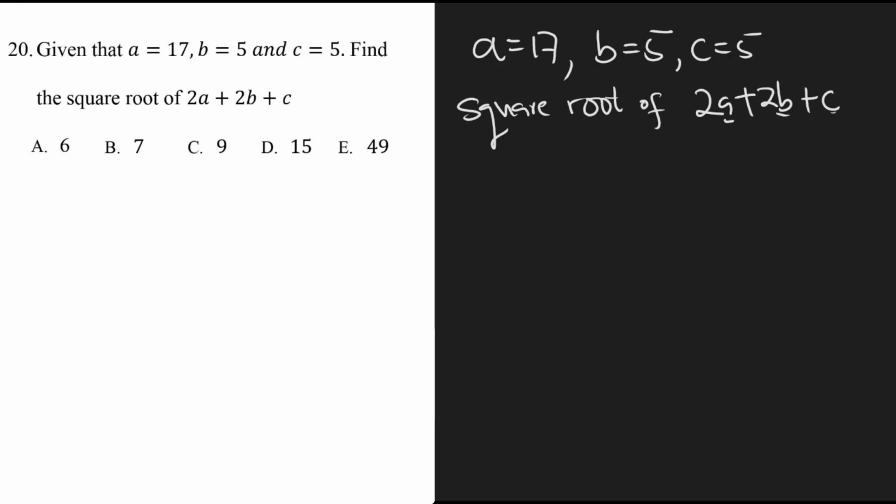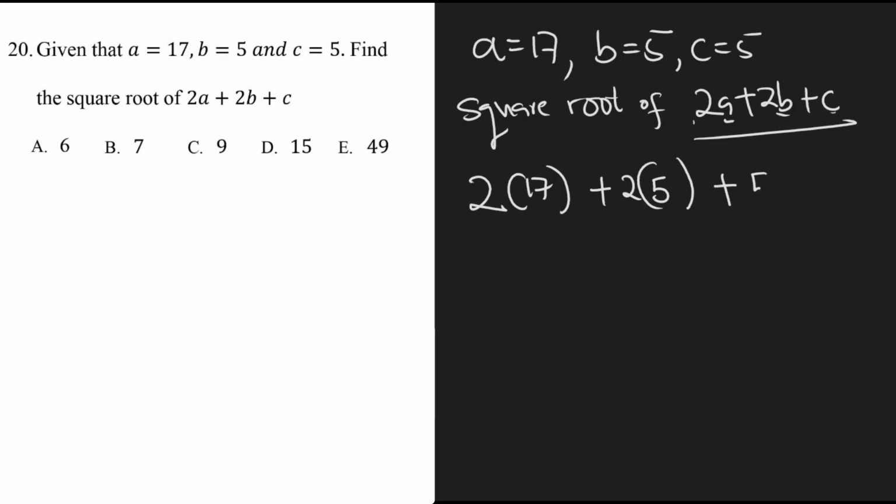Whenever we see A, we'll put 17. Whenever we see B, we'll put 5. And whenever we see C, we'll put 5. So in this equation, 2 times A, we're going to put 17. Plus 2 times B, we're going to put 5. And plus C, which is also 5. So let's multiply 17 times 2. 2 times 7 is 14. Put 4, 2 times 1 is 2 plus 1 is 3. That's 34. Plus 2 times 5 is 10, plus 5. So 34 plus 10 plus 5.